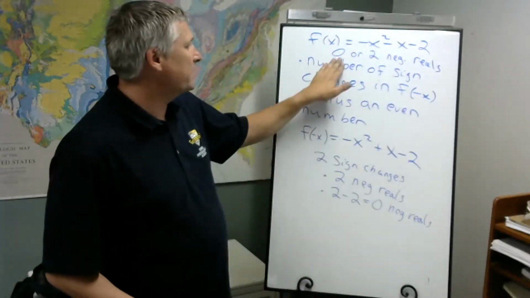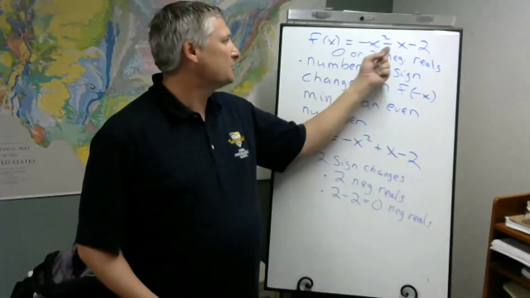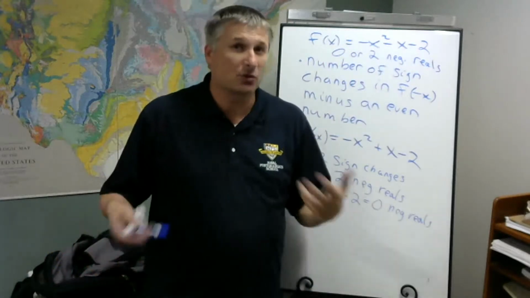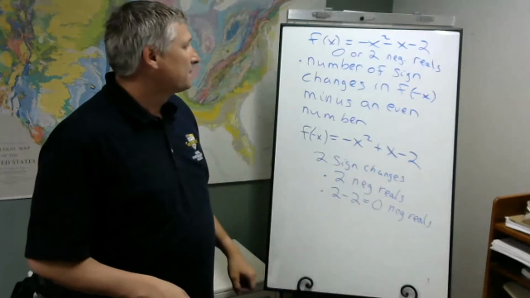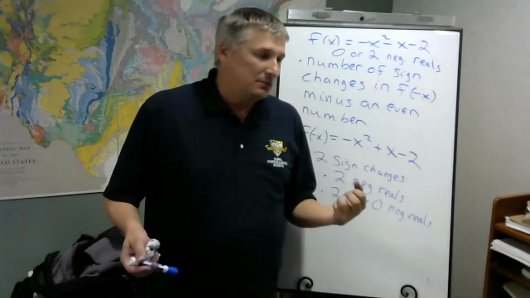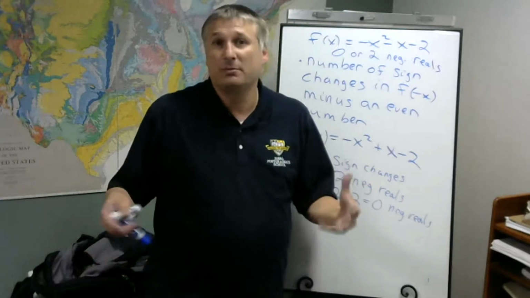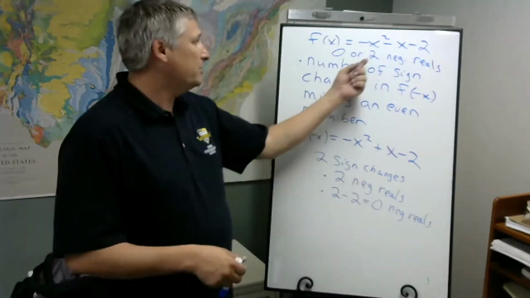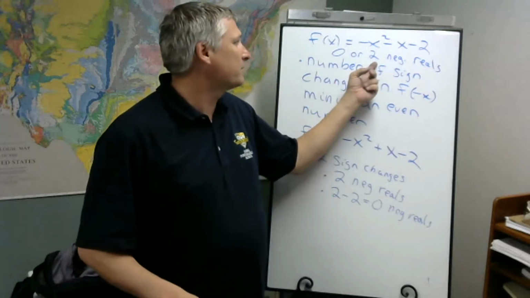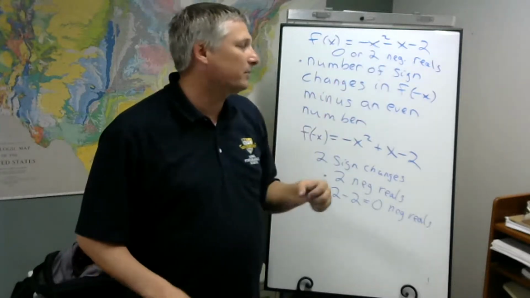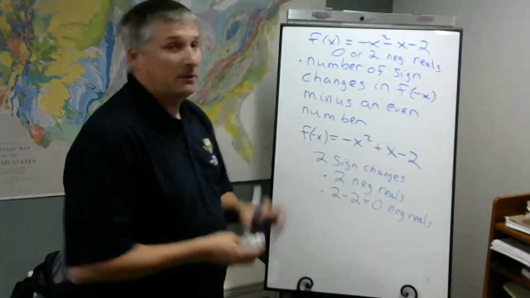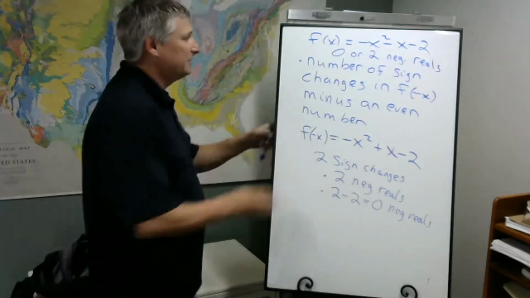If it has 0 negatives, and since there's no sign changes for f of x, there's 0 sign changes, that means it has 0 positive roots. Well, if there's 0 negatives and 0 positives, that means that the only roots would be complex. But it could have 2 negative real roots, though. That's another possibility. And with 2 negative real roots for a degree 2 polynomial, that would mean it would have no complex roots.